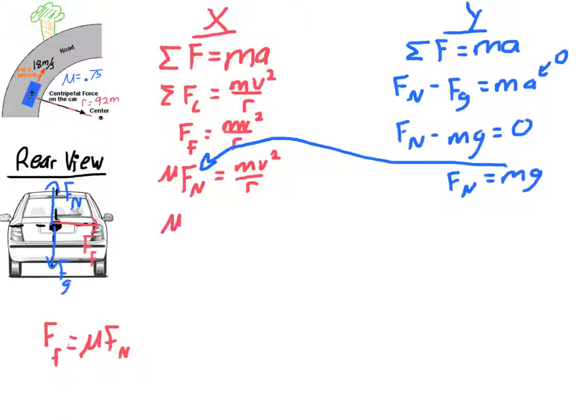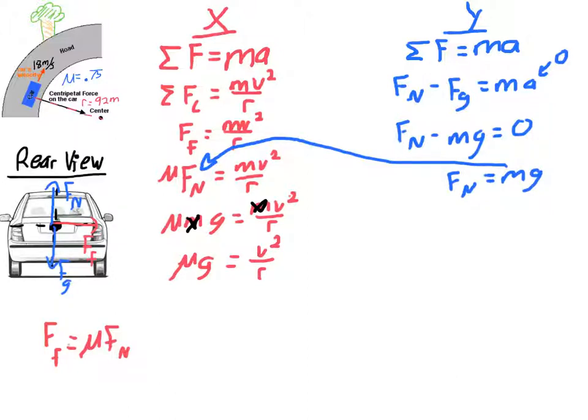So now I have mu mg equals mv squared over r, and thank goodness, look at this. I have an m in this term. I have the m in the numerator of that term. That means these m's will cancel, divide both sides by m, and they're gone. Now I have mu, the coefficient of friction, mu g, equals v squared over r.